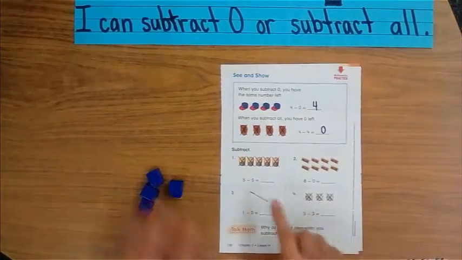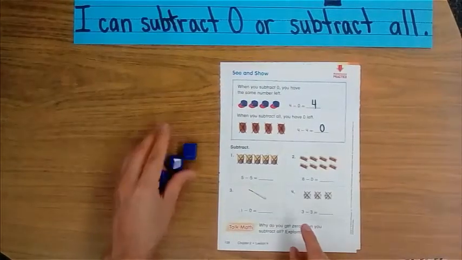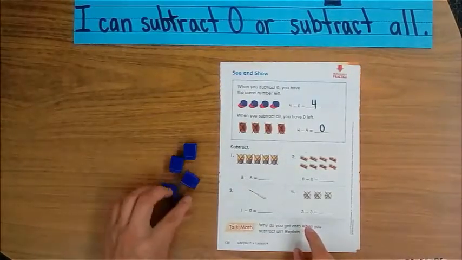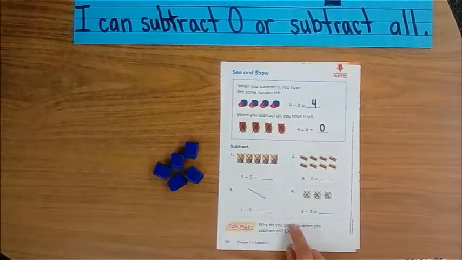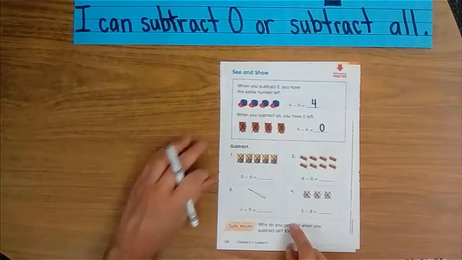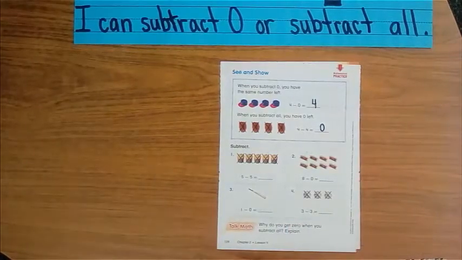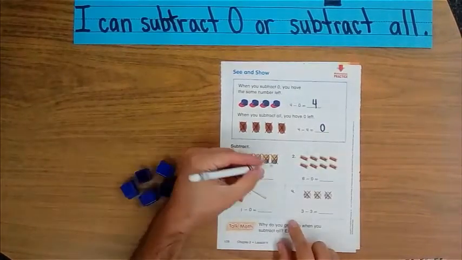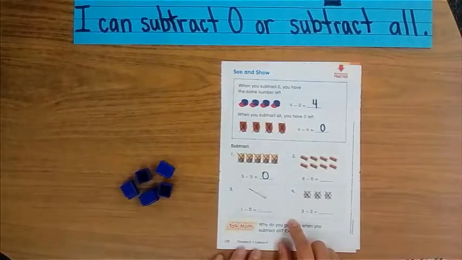Okay, so let's try some of these other ones. What if I have 5? So let's put 5 of these. I have 5 popcorn buckets, and then I take away 5. So let me take away 5. How many do I have left? I have 0 left. Great.